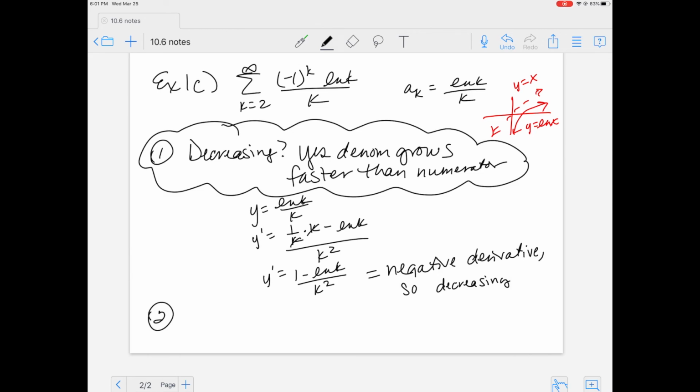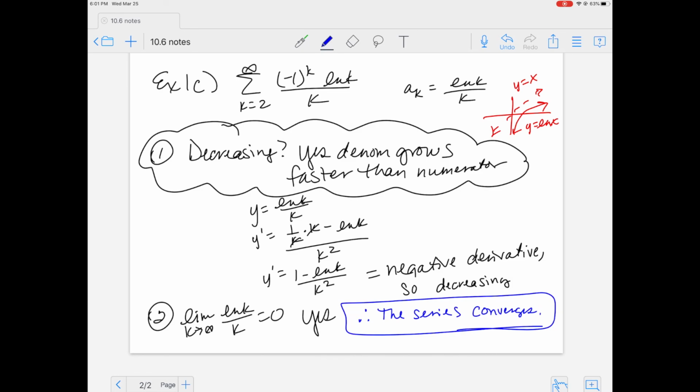Step 2. Oh man, I used a lot of room there. The limit as k approaches infinity of the natural log of k over k equals 0. Well, come on, people. If we know that this decreases, what does that tell you? That the denominator is going to grow faster than the numerator. And what is that the same thing as? That's your limit approaching 0. Otherwise, the denominator wouldn't grow faster than the numerator. So yes, this is also true. Therefore, the series converges.